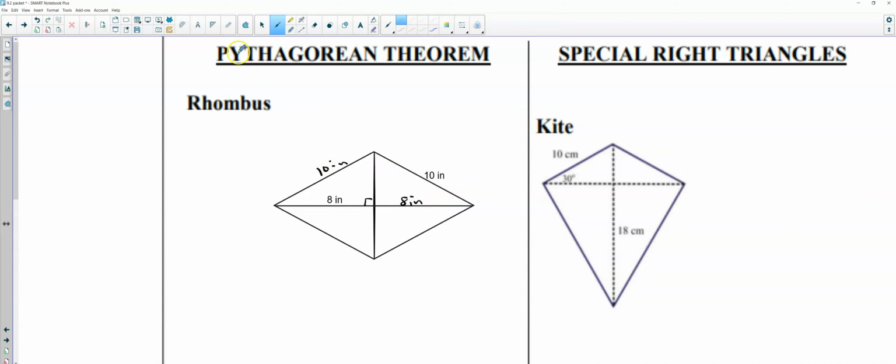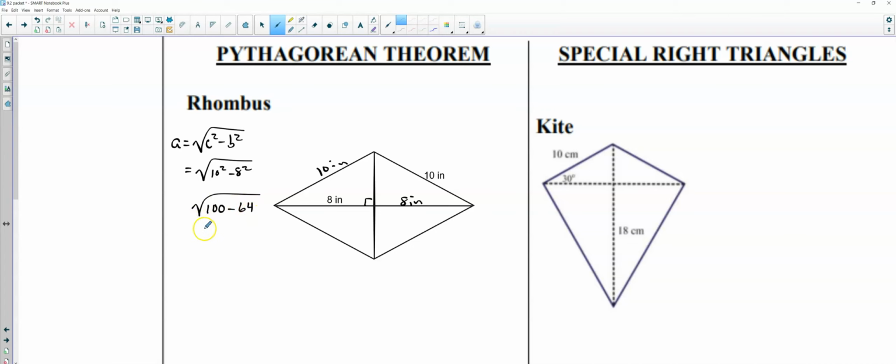Oh, they give us a hint. Use the Pythagorean theorem. Well, I'm looking for a leg. Remember, to look for a leg, a is equal to the square root of c squared minus b squared. Remember that c is the hypotenuse, so 10 squared minus 8 squared. In this case, 10 squared is 100 minus 64.